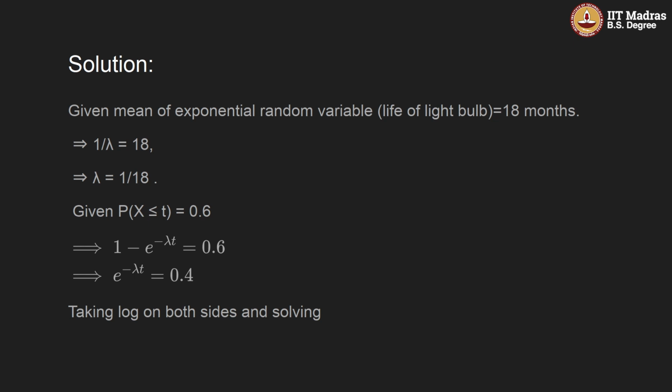We have been given the mean of an exponential random variable, which is 18 months. That is 1 upon lambda is 18. So lambda will be equal to 1 upon 18. Now we have to find out the probability that x is less than or equal to t equals 0.6. So we have to find out this value of t, right?